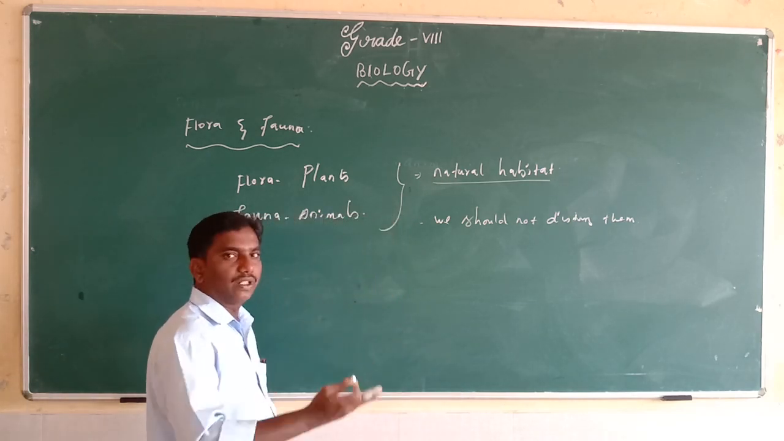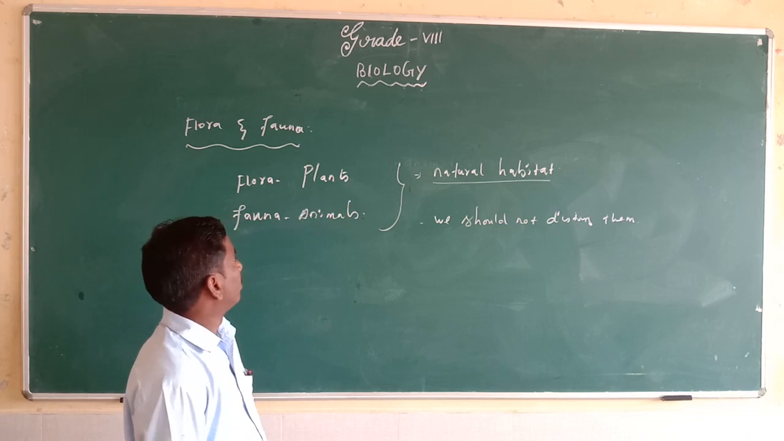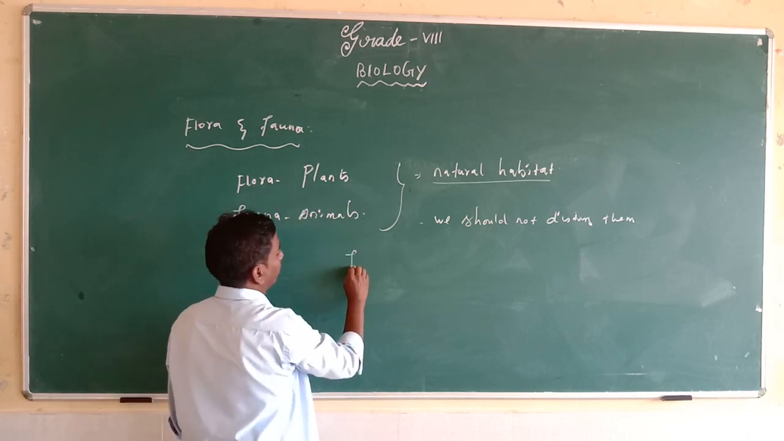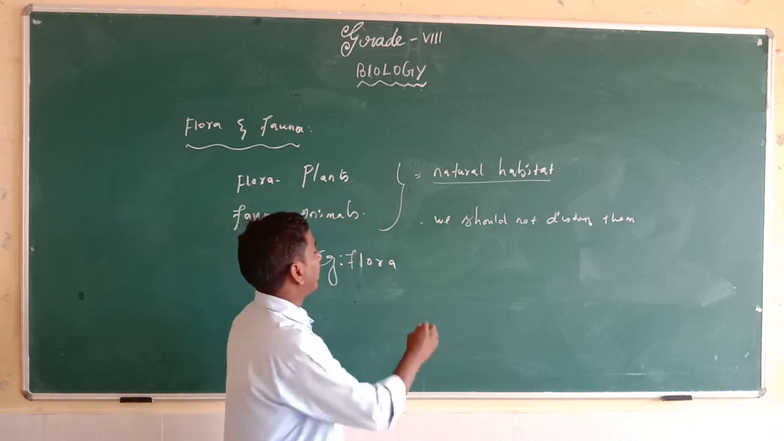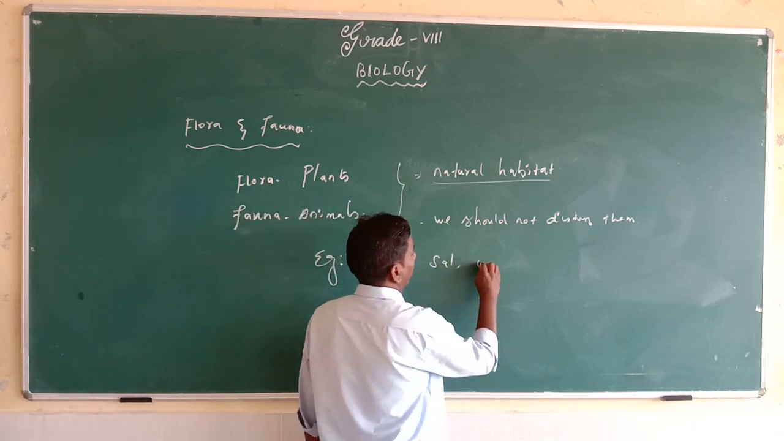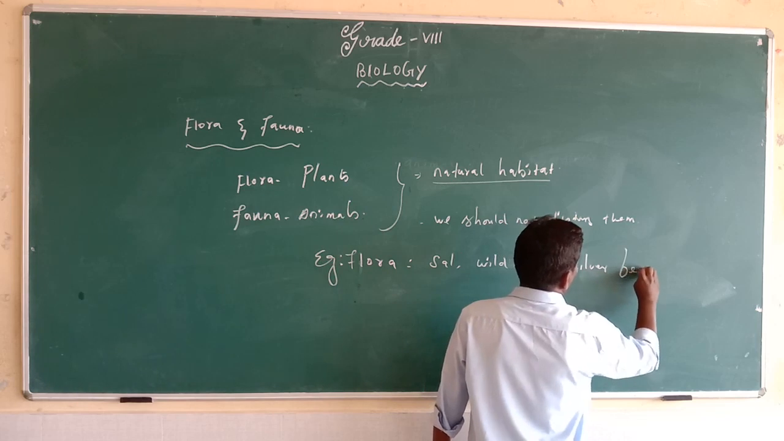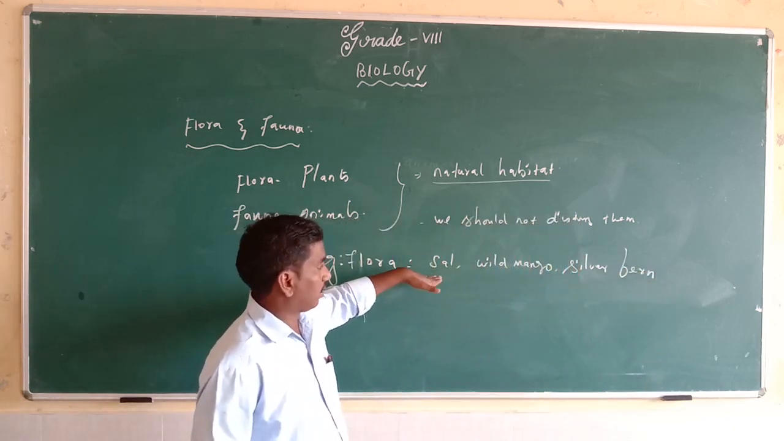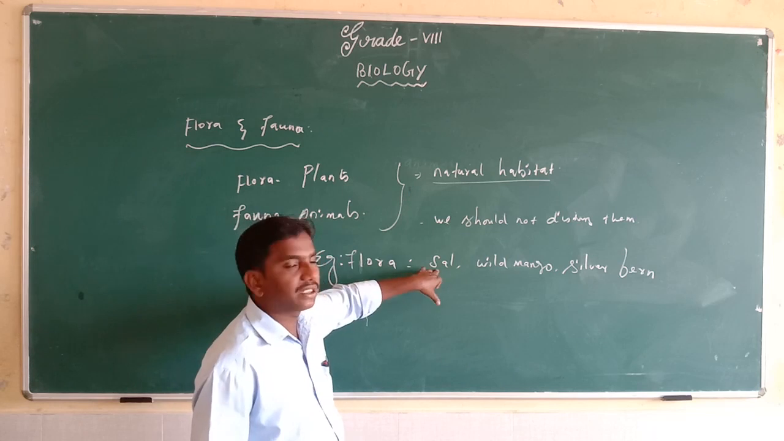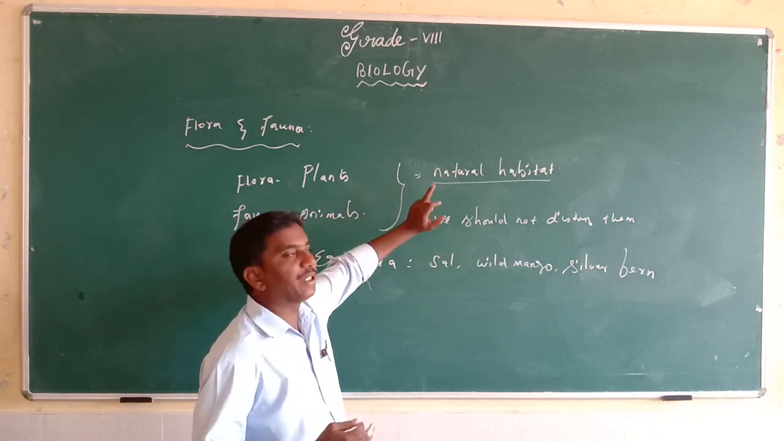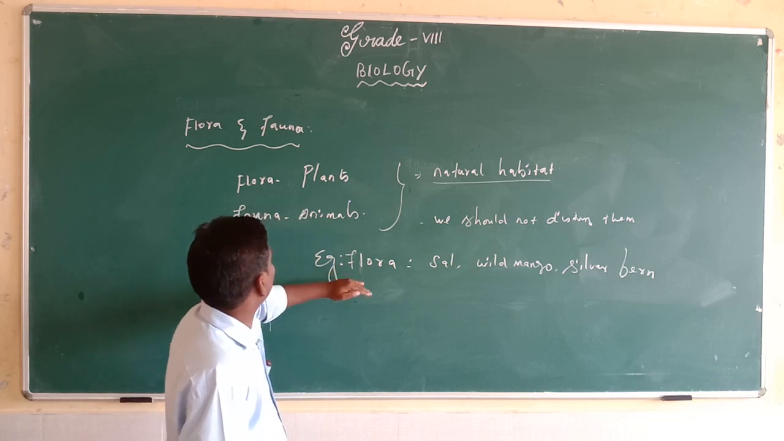So there is a variety of plants as well as a variety of animals that can survive in those areas. For example, of flora in that forest region, like salt, the wild mango tree, and the silver fern. These are plants that can live only in that particular area, only that species can live in its own natural habitat, like salt, wild mango and silver fern. These are examples of flora.